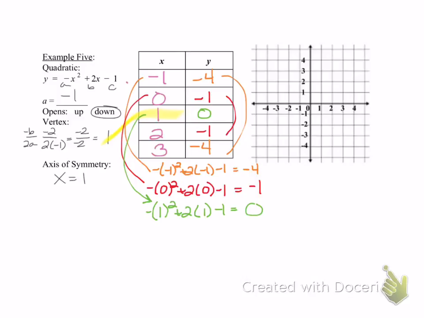So let's go ahead and graph that just like we did yesterday. So we've got negative 1 and negative 4. We've got 0, negative 1. We've got 1, 0. And then we've got 2, negative 1. And then we've got 3, negative 4.